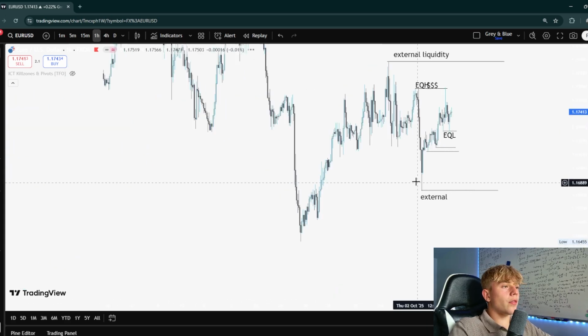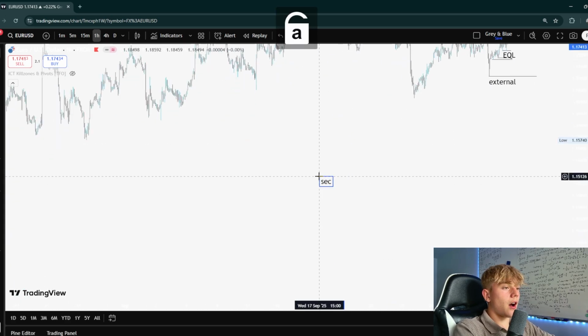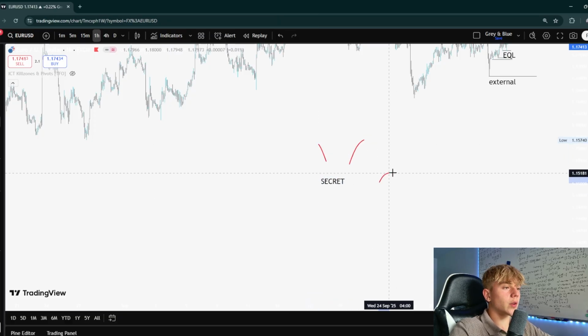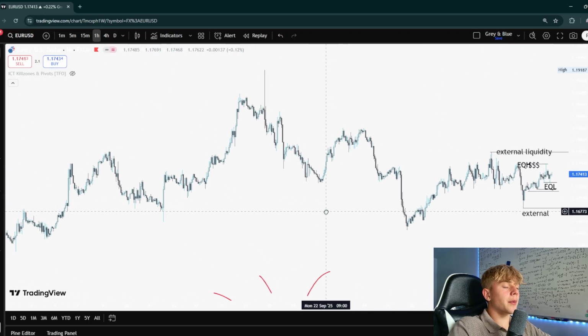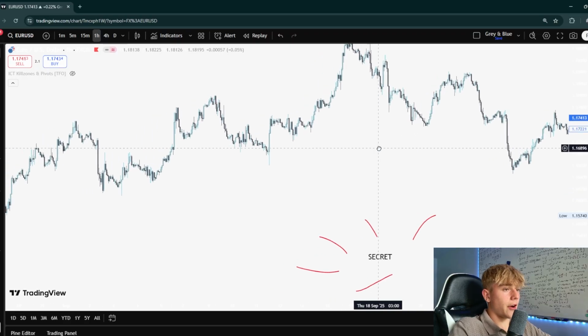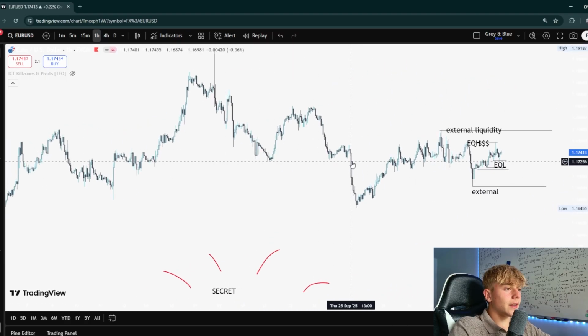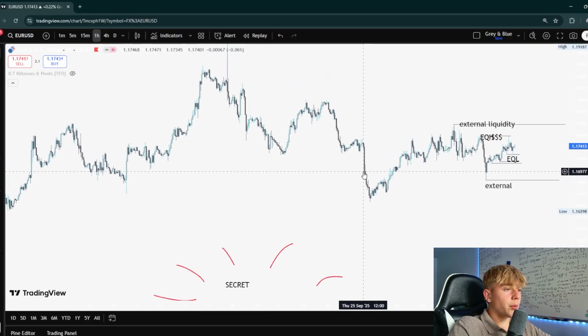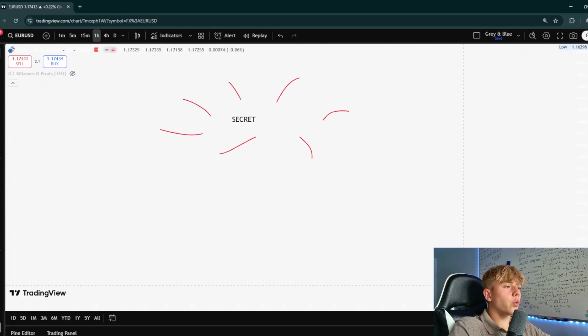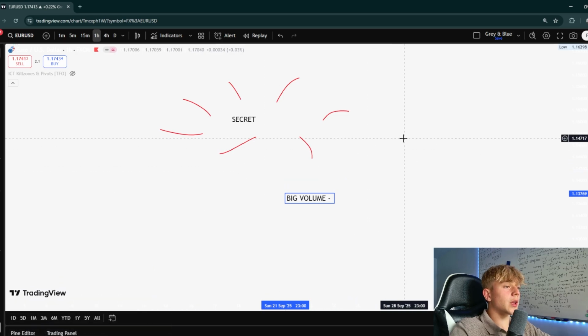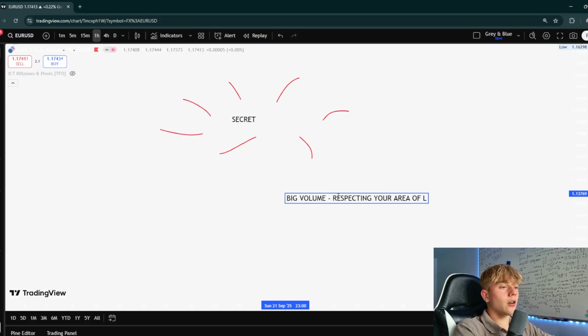your charts. Now, there's one big top secret that I want to inform you guys about when you're trading liquidity grabs, or liquidity sweeps. It is very easy to get dragged in from liquidity sweeps because some of these liquidity sweeps could just be a breakout. Let's say price swept liquidity here and then kept going lower and lower and lower. If you bought here, you would have got stopped out. So the secret to liquidity sweeps is you want to see big volume after your liquidity sweep to prove that price is respecting your area of liquidity.